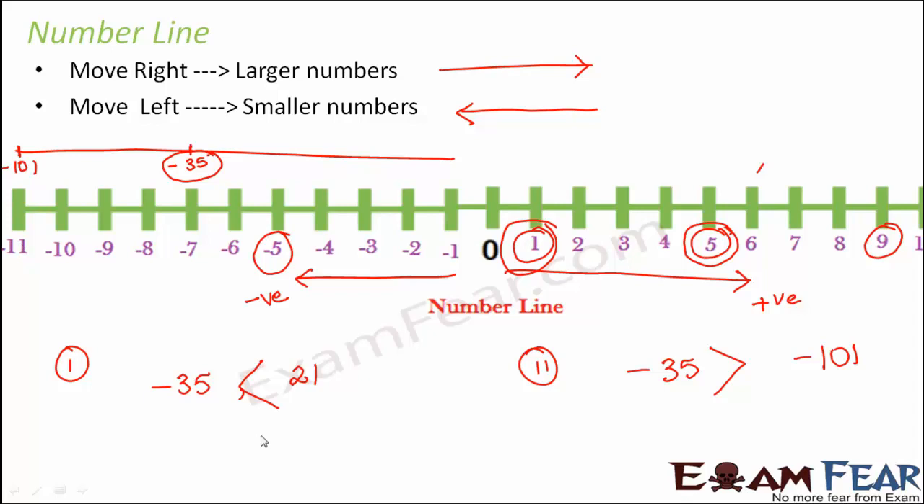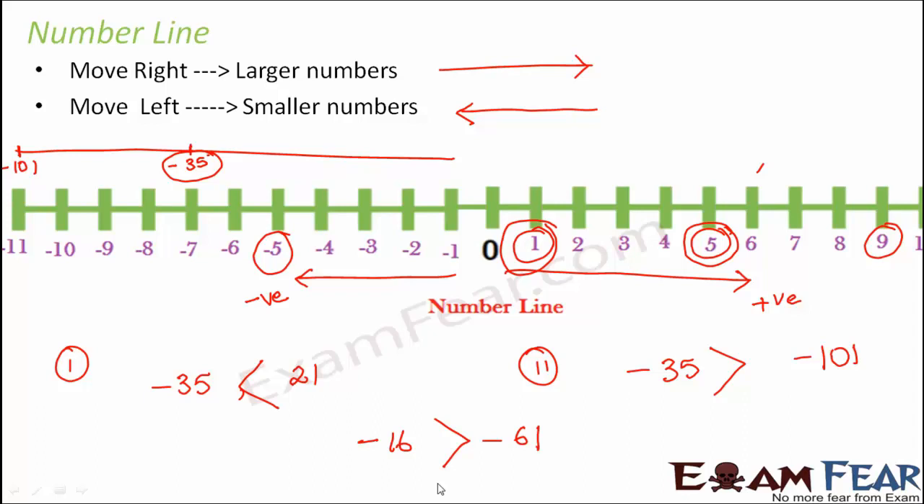So let us look at one more example. Let's say you have minus 16 and minus 61. Which is bigger? Both of them are negative, so let us forget about the sign. Let us just consider the value. Which is a smaller value, 16 or 61? 16 is a smaller value. Therefore, overall, minus 16 will be greater than minus 61.